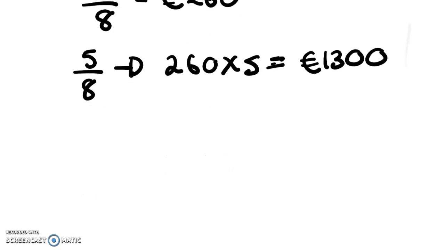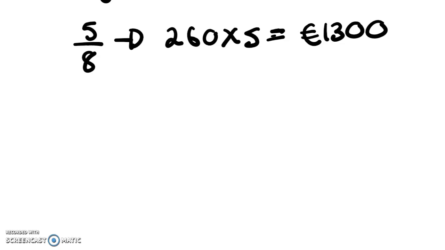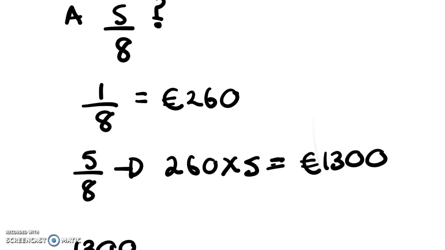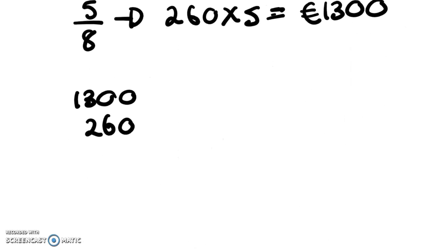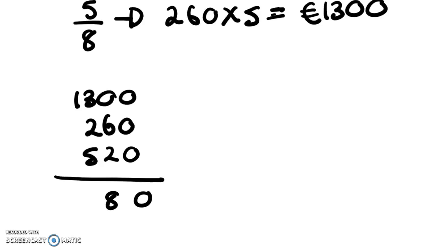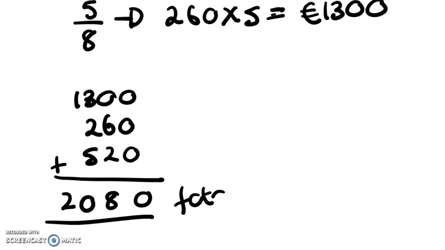Now they're asking me, lads, for the total prize fund. So all I'm going to do is add them all up: 1,300, 260 and 520. And that gives me a total of 2,080. I'm just checking my calculation. 2,080 is the total prize fund, and that is the money.